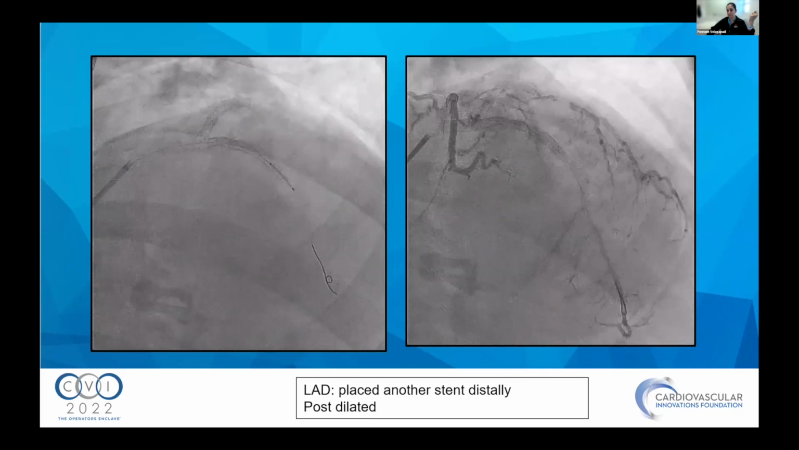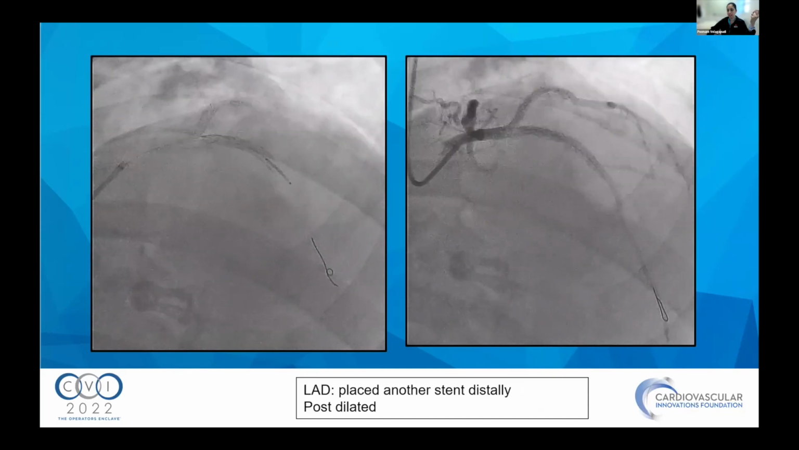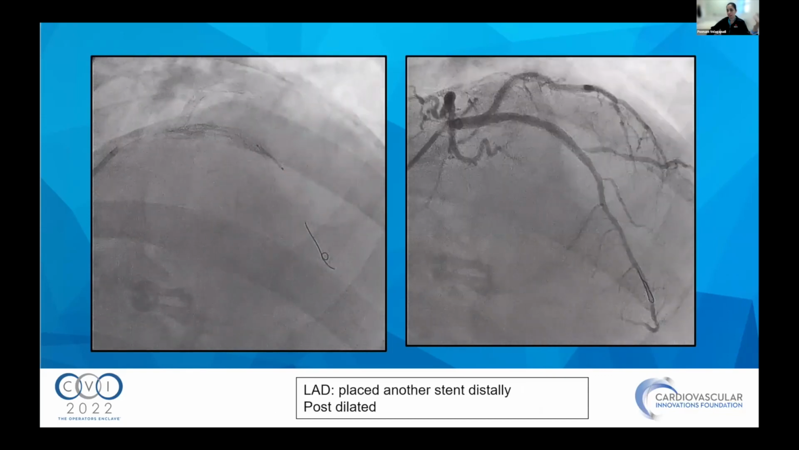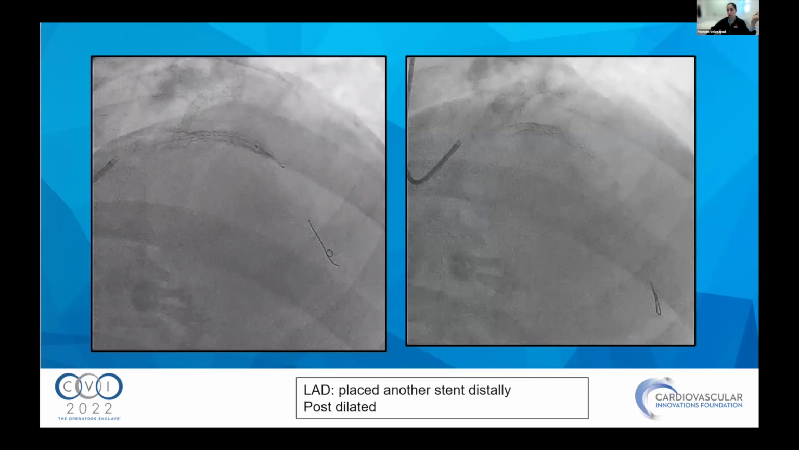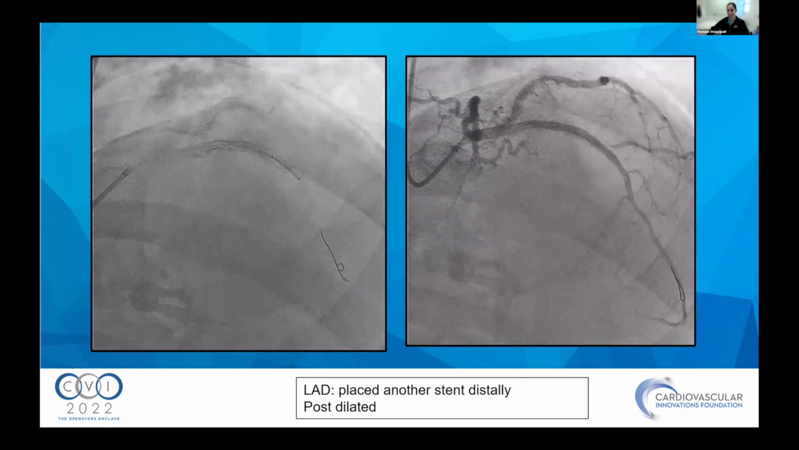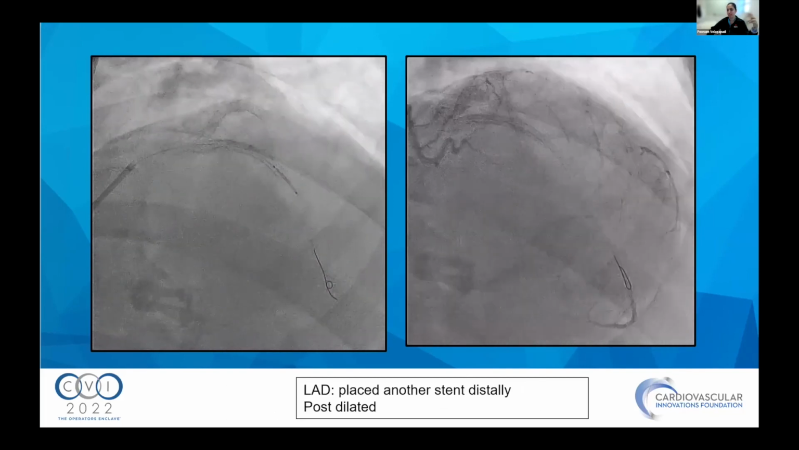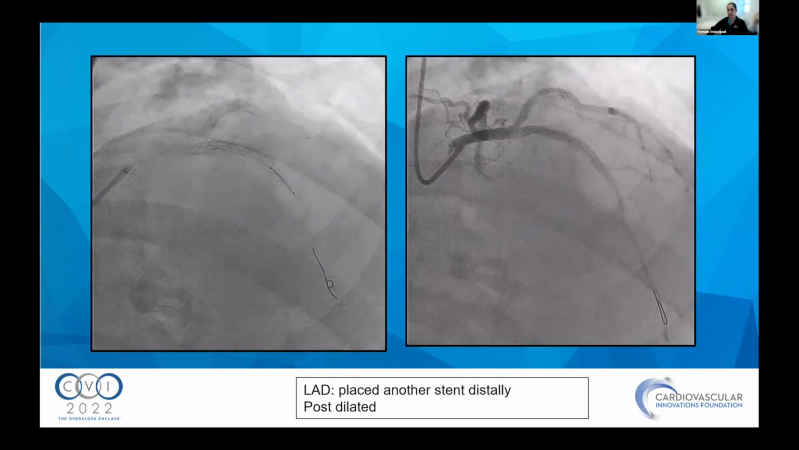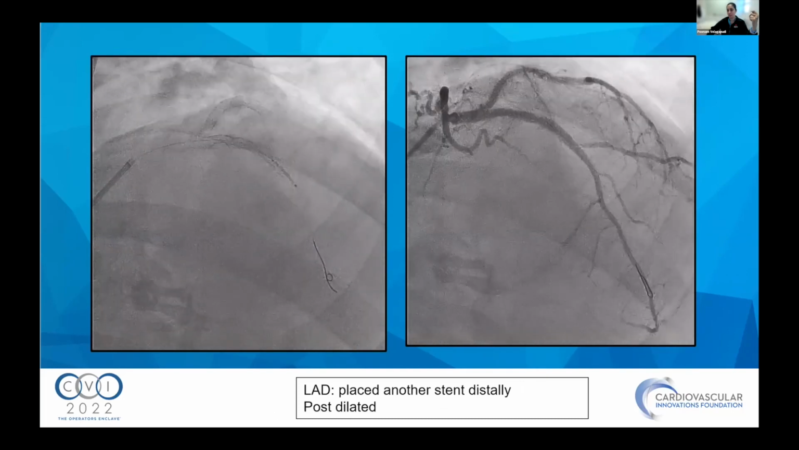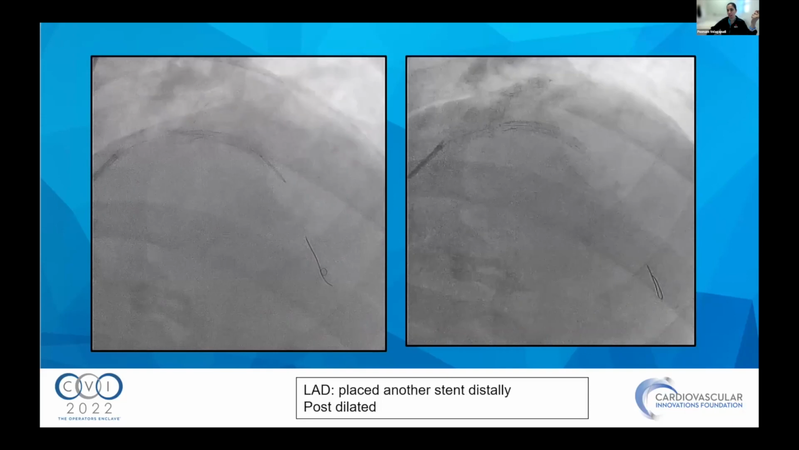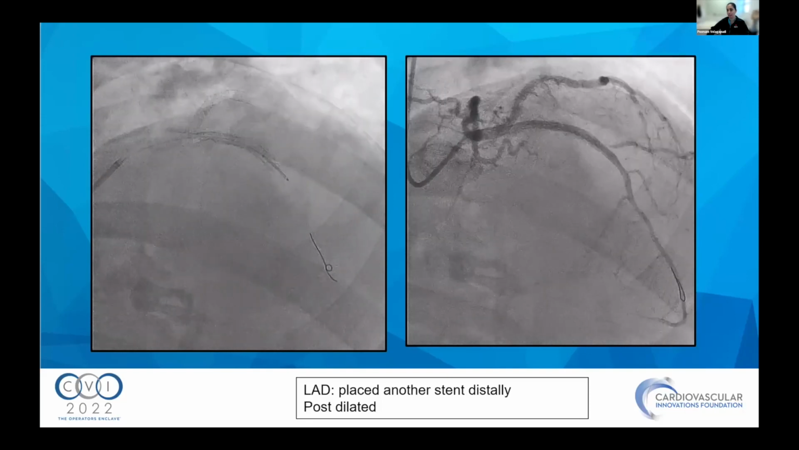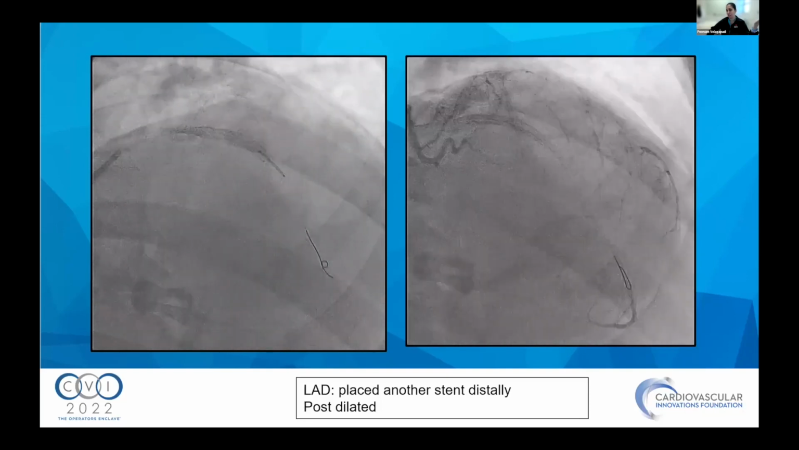So he did okay. He did not have any more ischemia. His symptoms resolved. But unfortunately, like you all said, he has the bad protoplasm, and then he did come back later with again 100% occluded LAD, and so at that time we sent him for surgery for CABG.